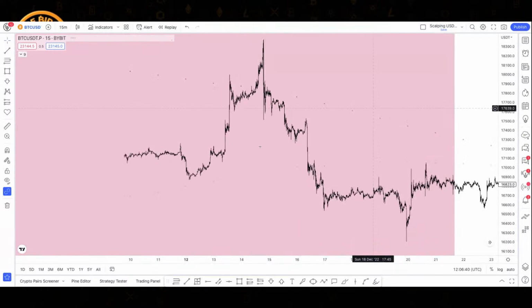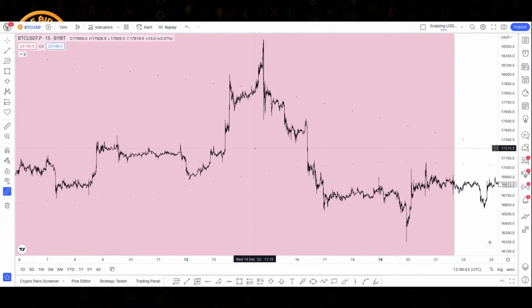So here we are in this area, and we're not going to cherry pick. We're just going to use this example here.